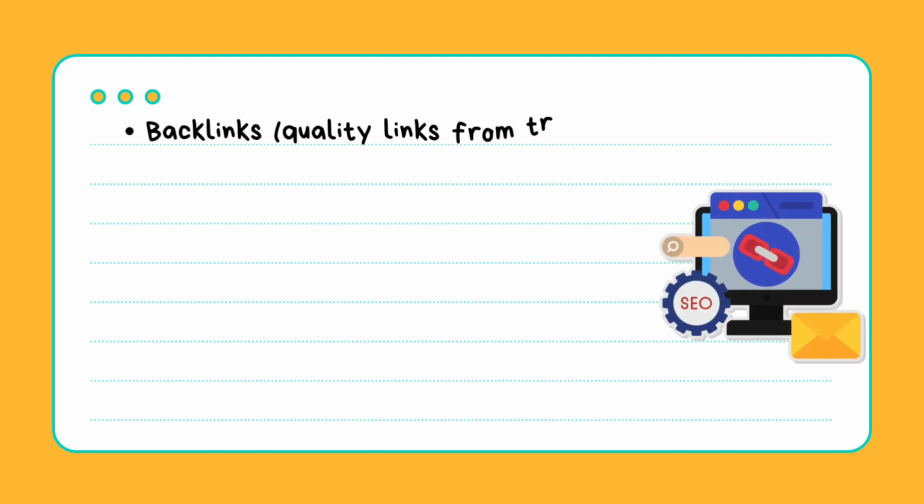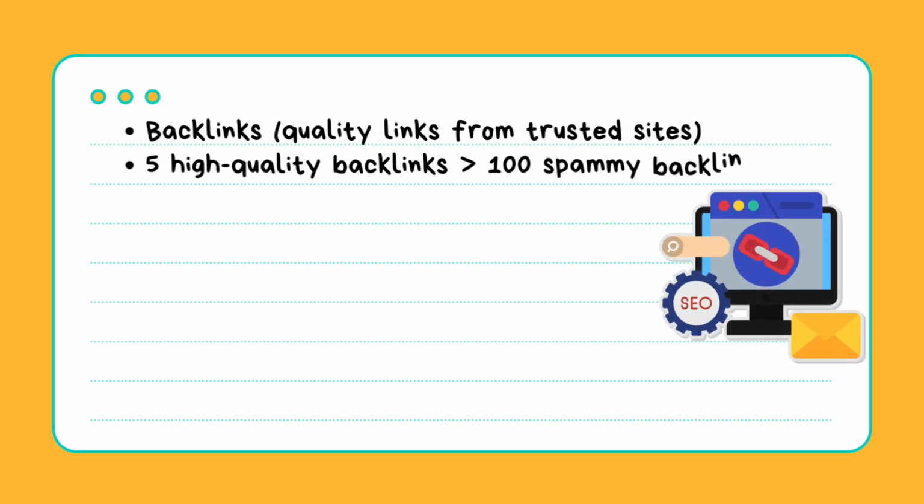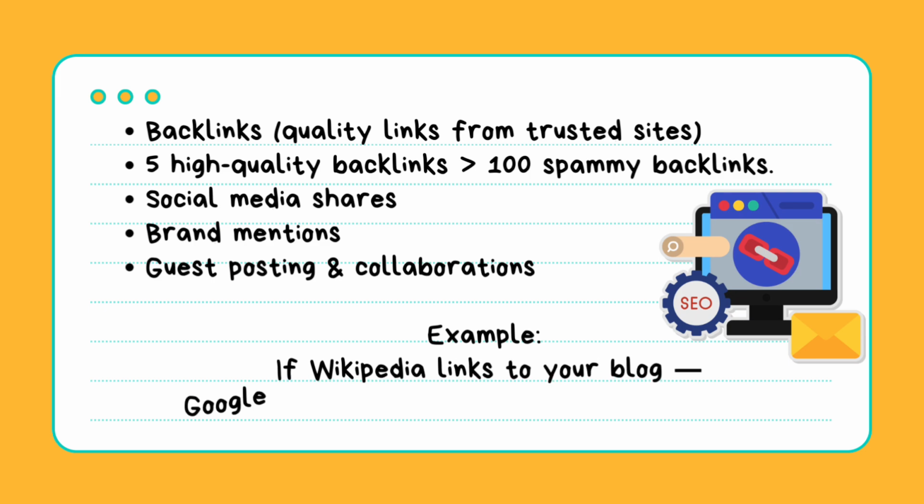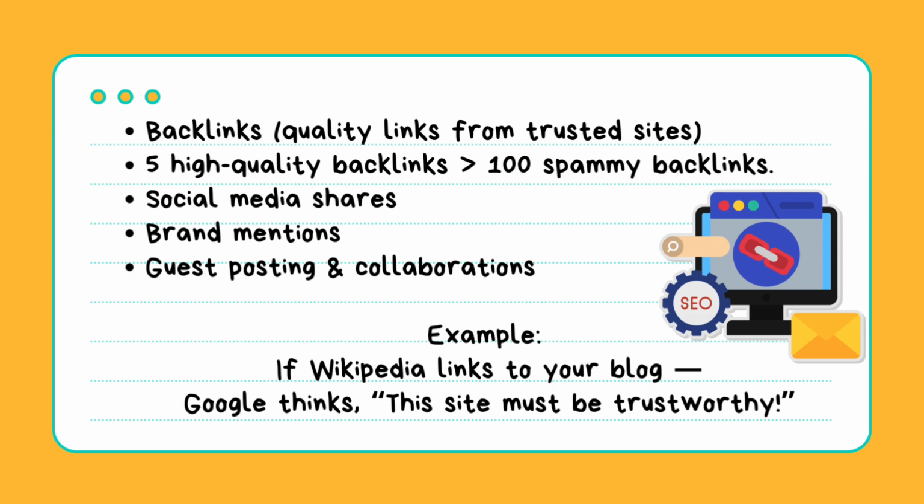Important factors of off-page SEO: 1. Backlinks, the most powerful factor. When other websites link to your page, it works like a vote of confidence for Google. For example, if a popular website links to your blog, Google sees your site as more trustworthy.